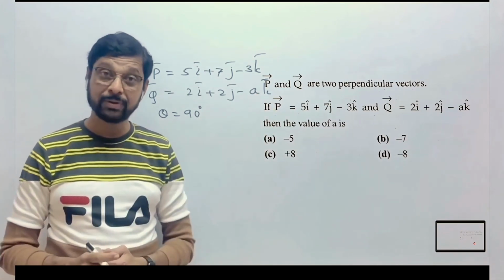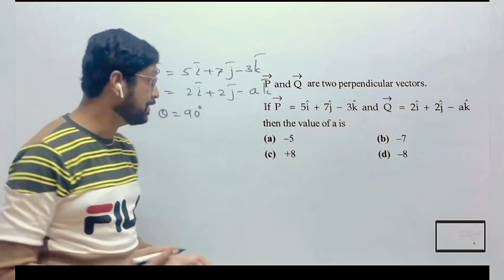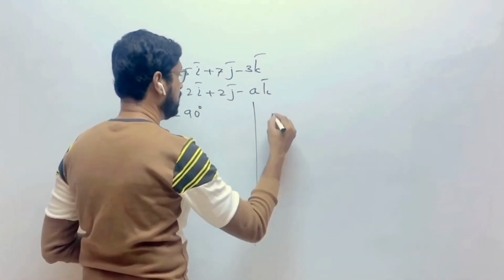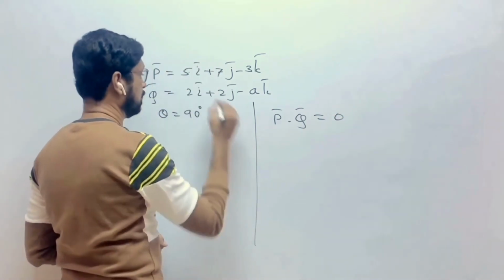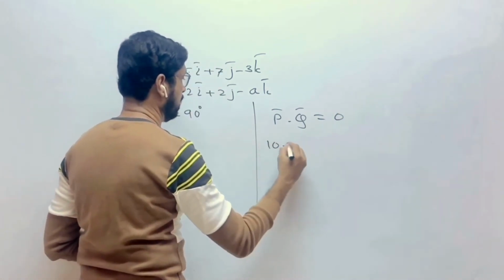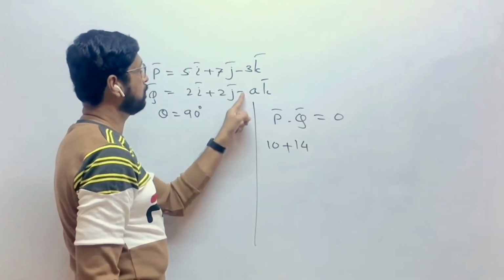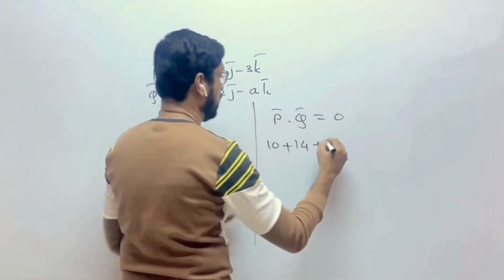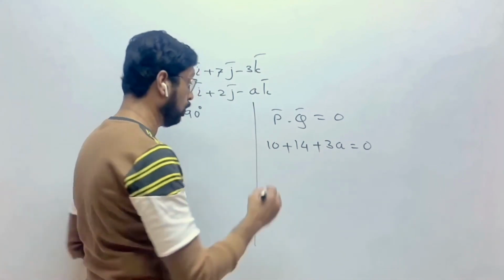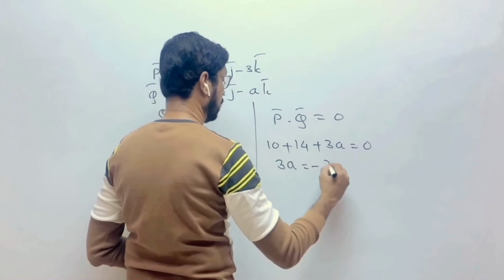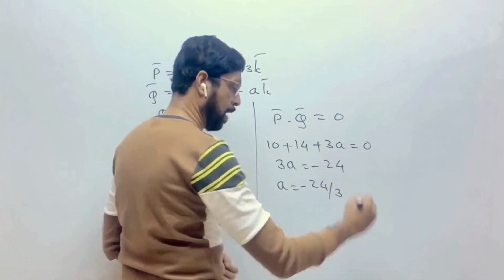क्या कर सकते हो आप? Perpendicular हैं, तो obviously their dot product is 0. So P dot Q is equal to 0, means 5 twos are 10 plus 7 twos are 14, minus minus will become plus, 3A is equal to 0. 14 plus 10 is 24. So 3A is equal to minus 24. So A is equal to minus 24 by 3.